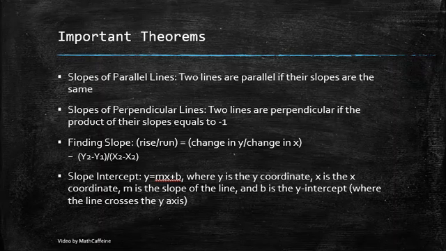Finally, the slope-intercept form, or the equation of a line, is y = mx + b, where x and y are coordinates to a point on the line, m is the slope, b is the y-intercept, and also where the line crosses the y-axis.